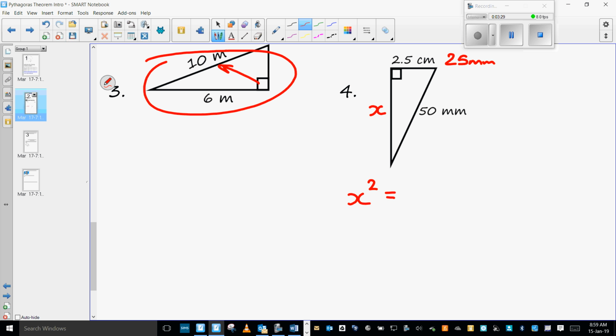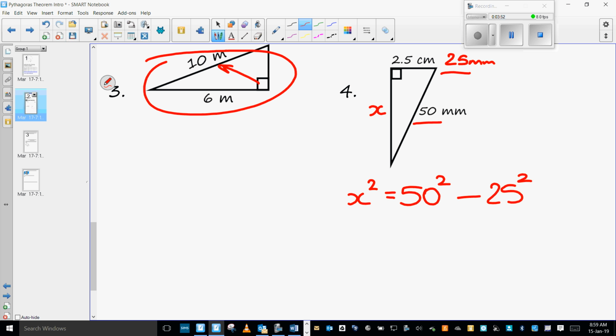So they're the questions that you want to ask yourself. Have you got the long side? If so, it's going to be subtract. So we now need to say, which number are we going to start with? We're going to start with the 50 or the 25? 50, because that's the bigger, so it's going to be 50 squared, subtract 25 squared.